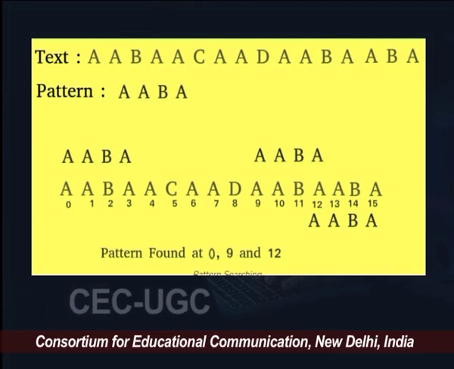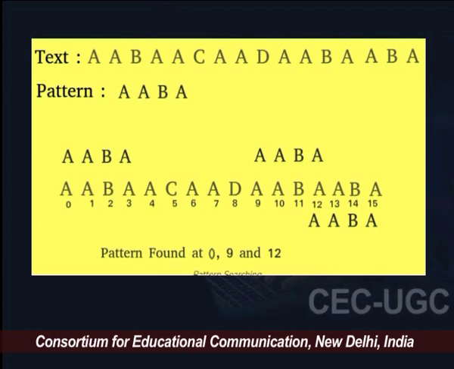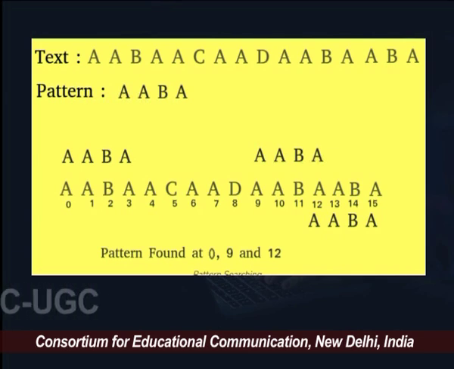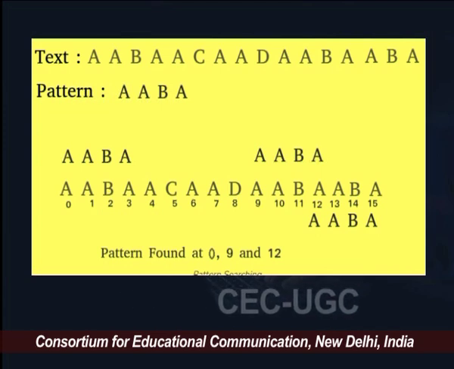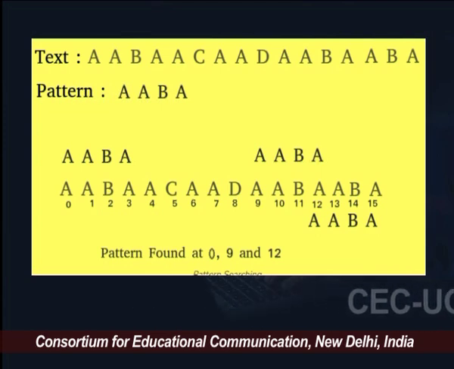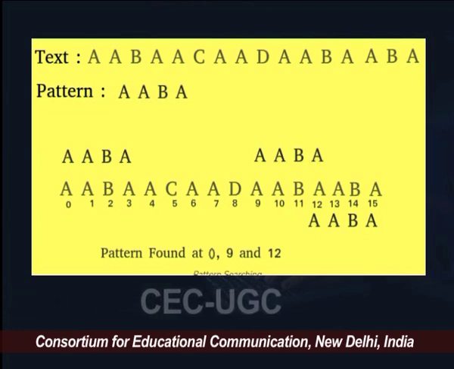You can see that on the screen, and apart from that we have a pattern also, which is something we are looking for. The pattern is A, B, A. Now, let us see how we are going to do that. Starting from the first one, let us see where we can find this pattern. First of all, the pattern is available at position 0.